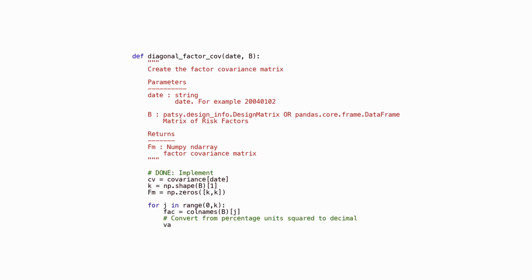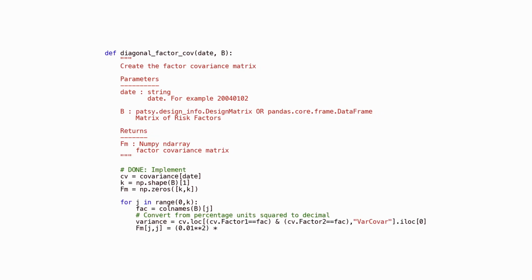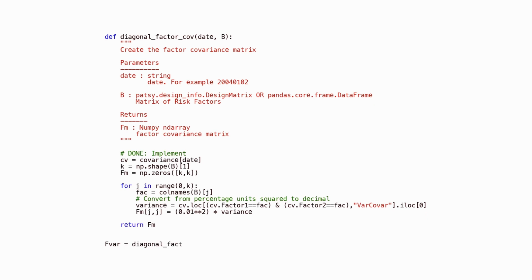Then, a for loop is used to iterate through each risk factor in B. For each risk factor, the code calculates the variance by retrieving the covariance value from the specified date and multiplying it by 0.01 squared, converting from percentage units to decimal units. This variance value is then stored in the corresponding index in the fm array. Once the loop is finished, the function returns the fm array, which contains the factor covariance matrix. This matrix can then be used for other calculations or analysis.